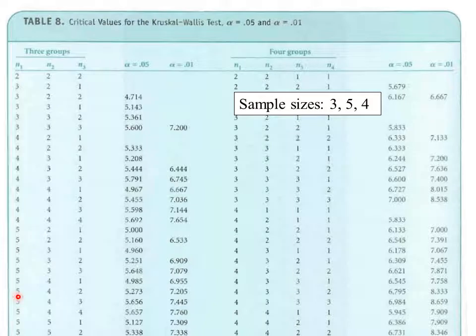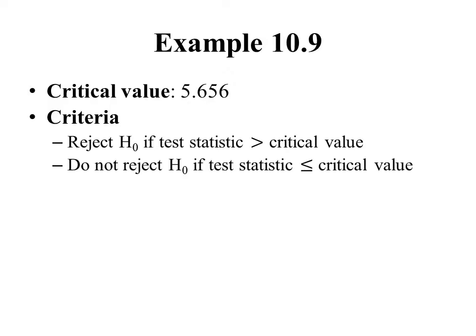And so we look about halfway down here. We have 5, 4, and 3. There's our 3 sample sizes. And then we're going to look under the column alpha equals 0.05, and we get our critical value. So again, 5, 4, and 3, those are our sample sizes, and there's our critical value, 5.656. Okay, so there's our critical value.